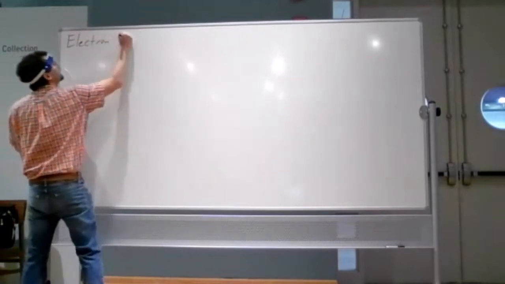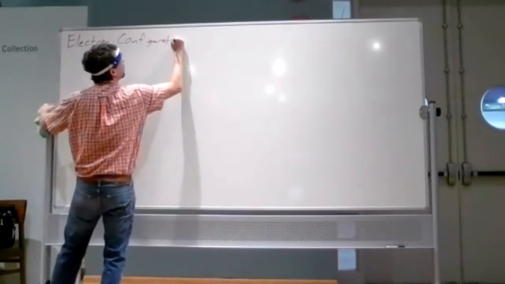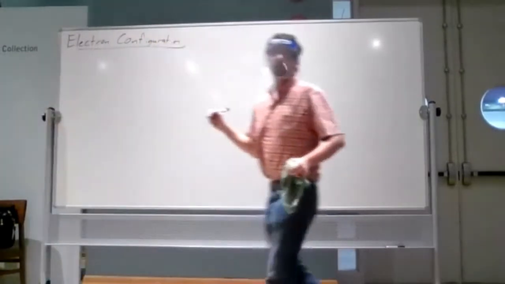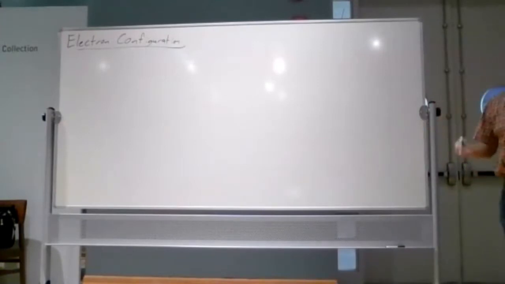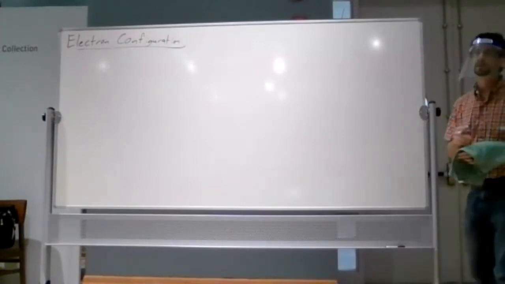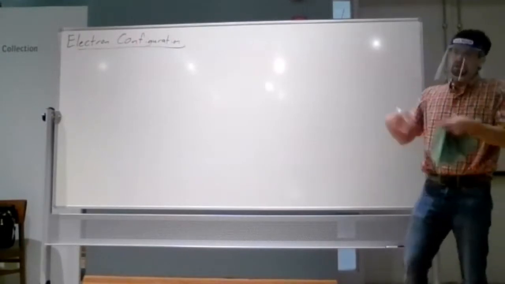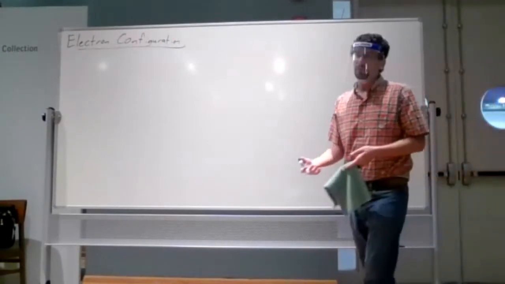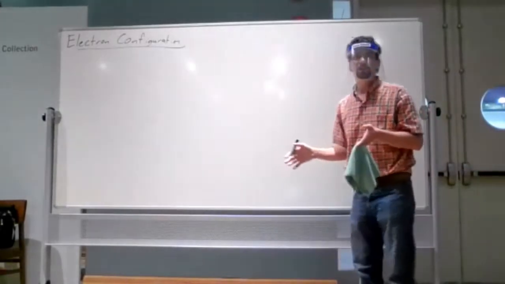Electron configurations. And what is an electron configuration? What's the purpose of it? Why are we even talking about it? Basically, where are these electrons inside the atom? Because maybe we can find some trends associated with this.